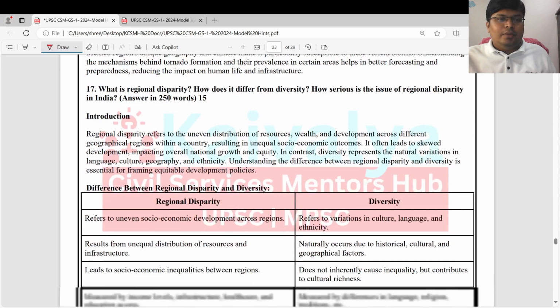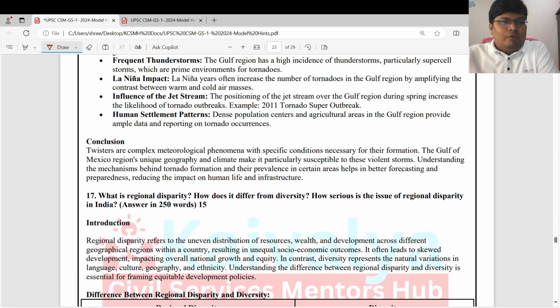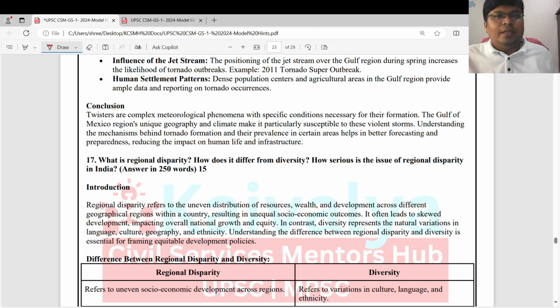Then the 17th question, of society. What is regional disparity? How does it differ from diversity? How serious is the issue of regional disparity in India? Now you are supposed to differentiate regional disparity from diversity. Again, in the introduction, just define these keywords.